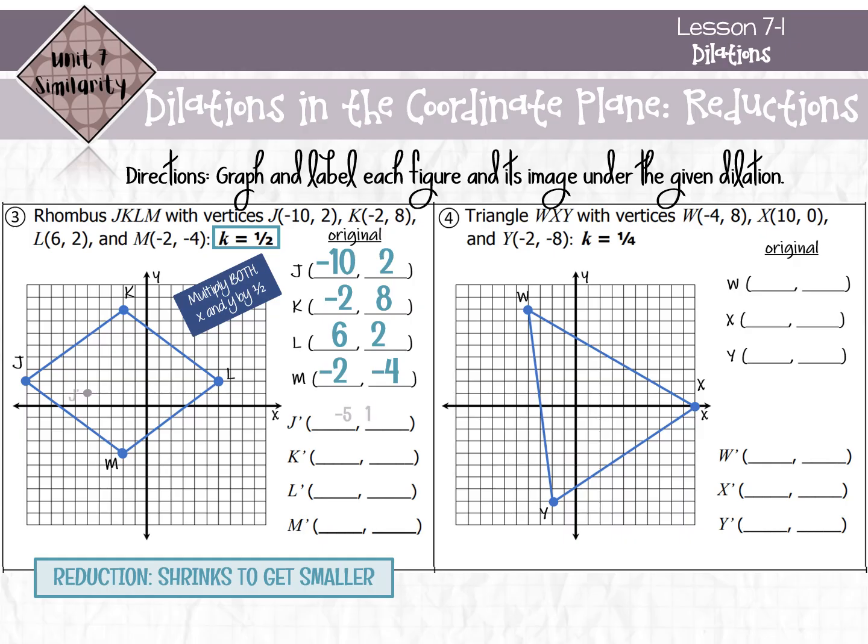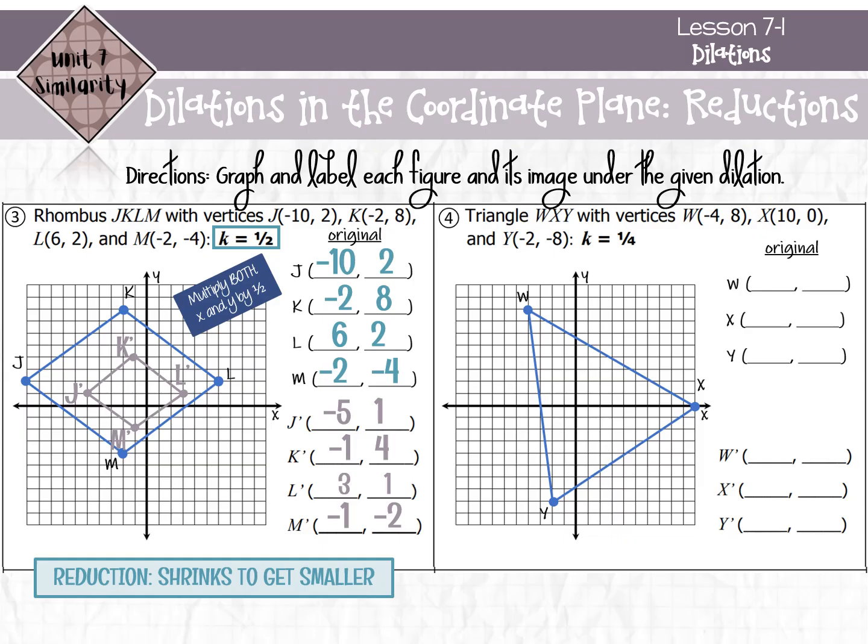J prime would be at the point -5, 1. K prime is going to be at the point -1, 4. L prime is at the point 3, 1, and M prime's at the point -1, -2. Connect the dots. And there is the image under the dilation with scale factor 1/2.